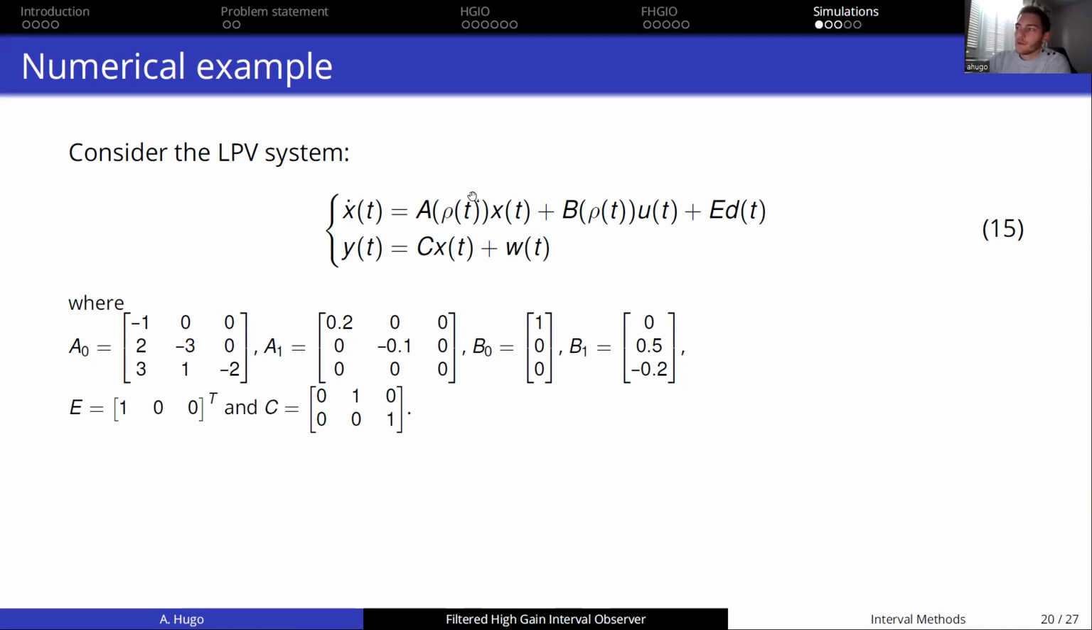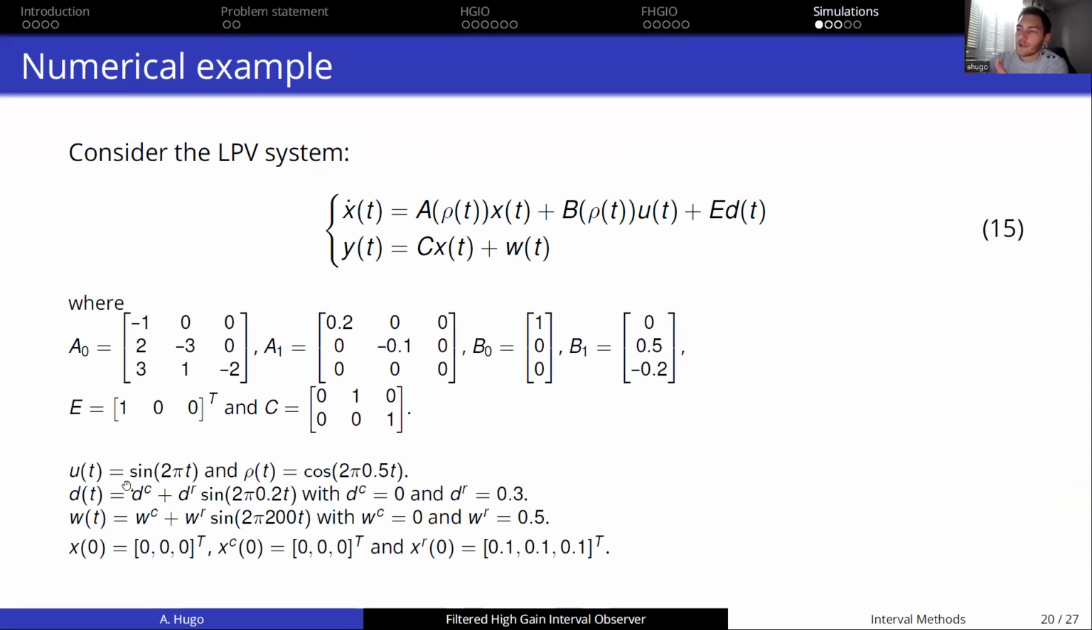So for this example, we consider the following LPV system, the same as in the problem statement, and we'll also have the following inputs. All the inputs will be bounded, and the uncertainties will be unknown by the observers, but the observers will know the bounds of those uncertainties. And we also have an uncertainty on the initial condition.